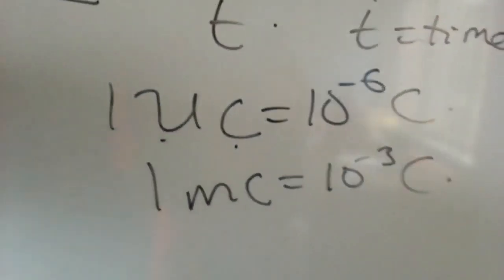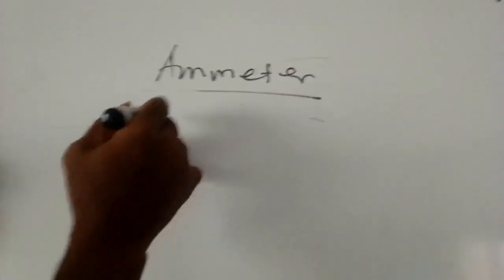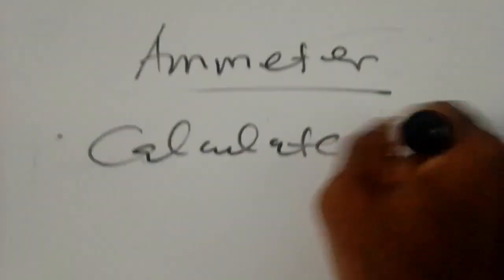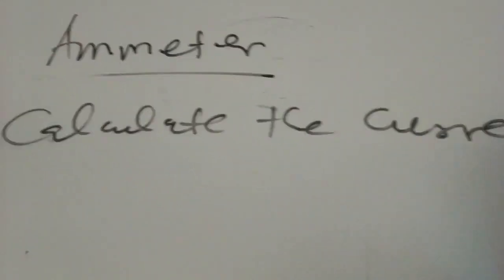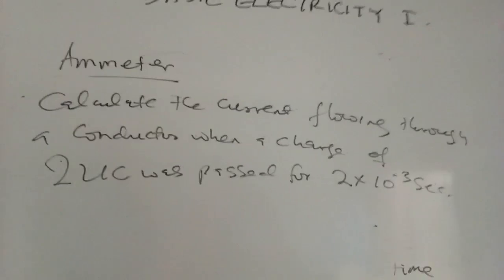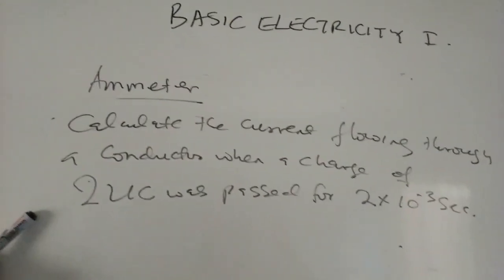For instance, we are told to calculate the current flowing through a conductor when a charge of 2 microcoulomb was passed for 2 times 10 to the power minus 3 seconds. Find the current flowing through a conductor when this charge was passed through the conductor for this time.